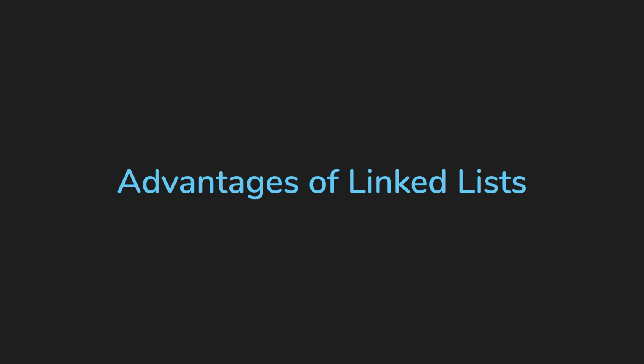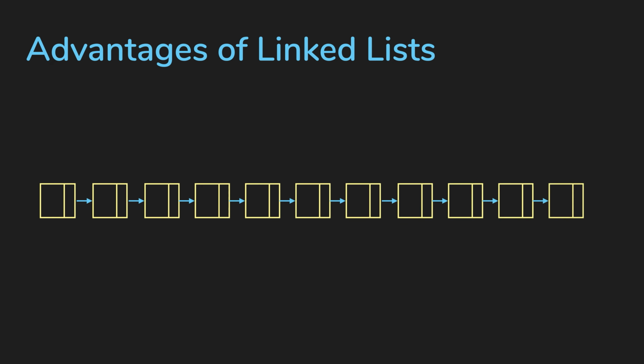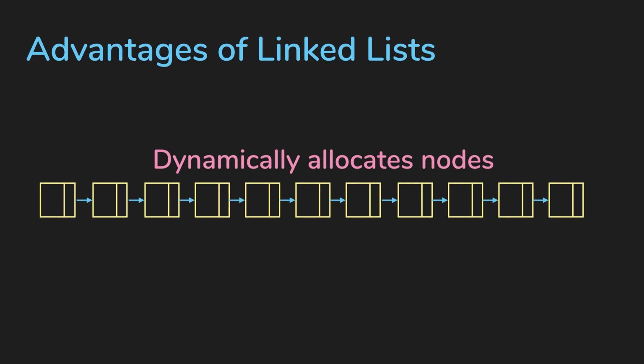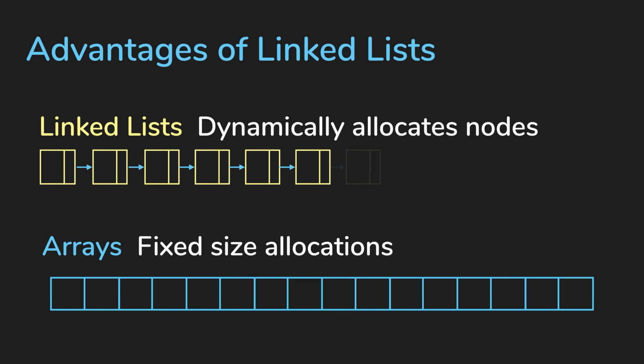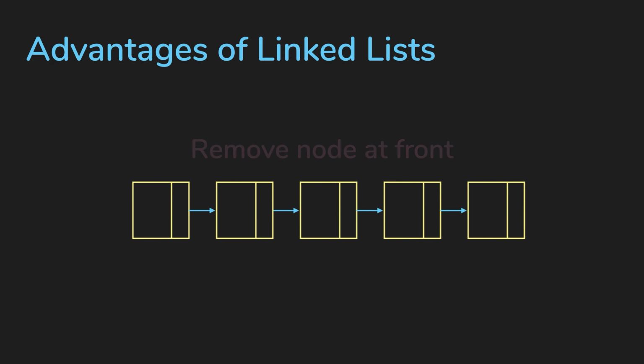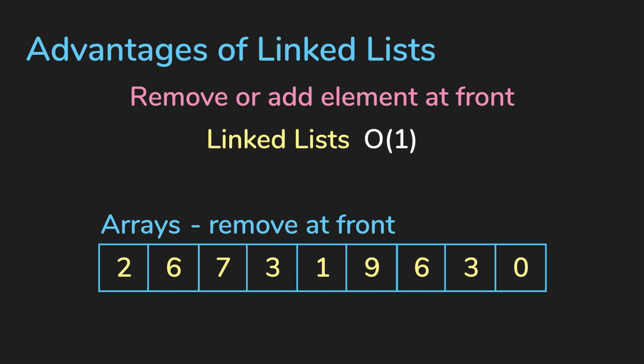Well, the advantage of a linked list is that its length can easily change and does not need to be known in advance. In other words, a linked list can dynamically allocate each node. On the other hand, arrays need to be allocated with some fixed amount of memory. Later on, you will also see that linked lists have an advantage for certain operations, such as removing or adding nodes at the front, which can be done in constant time, O(1).